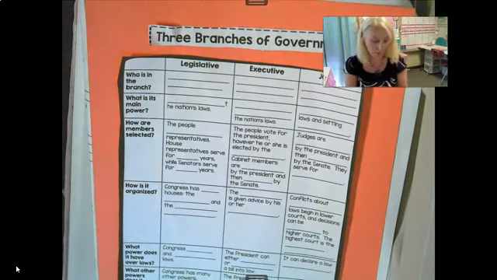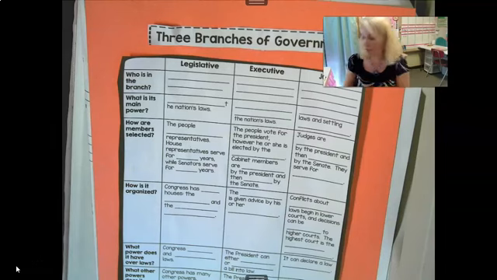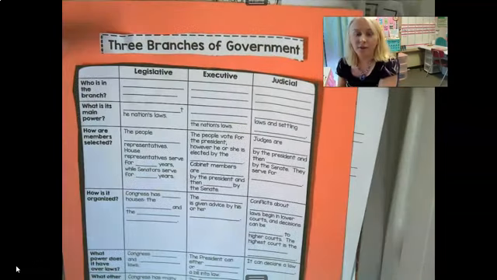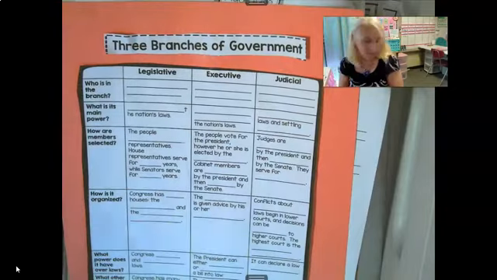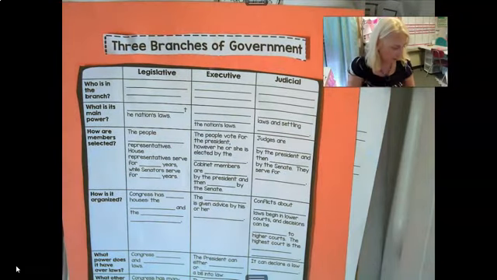Alright, so we have the 3 branches of government. I feel like I am in a whirlwind going super fast, giving you guys a lot of information, and I'm sorry for that. Alright, we have legislative, executive, and judicial. You have definitely heard of these 3 things.